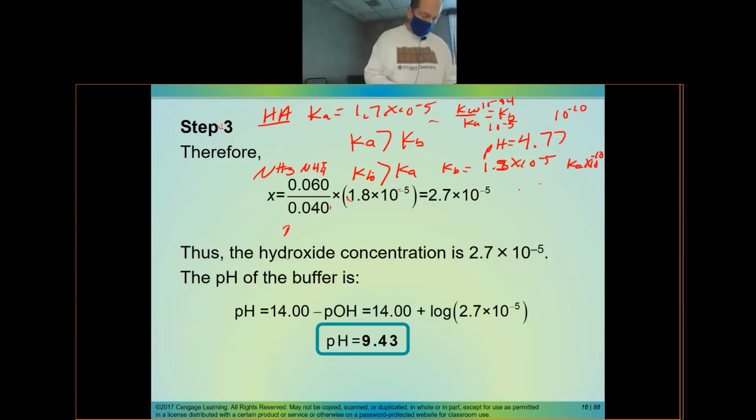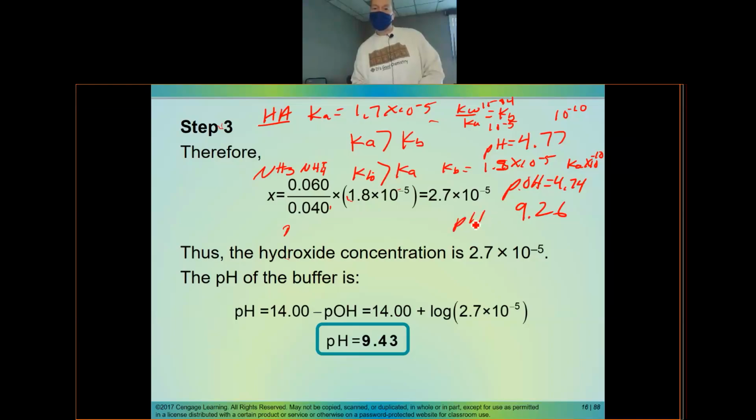So if we take the negative log of 1.8 times 10 to the minus 5, that gives us a pOH of 4.74. And so this would be a great buffer at a pH of 9.26. So if you're looking for a buffer at 9.26, then an ammonium buffer would be a great choice.